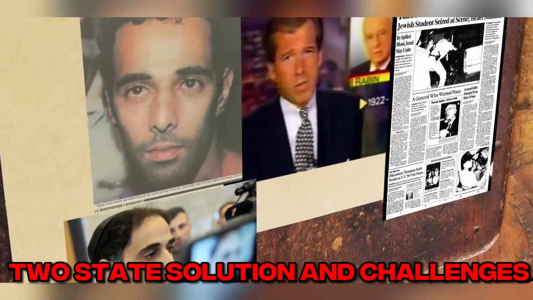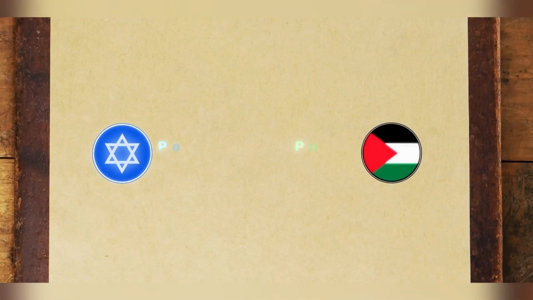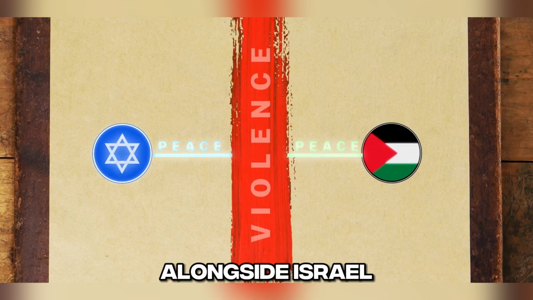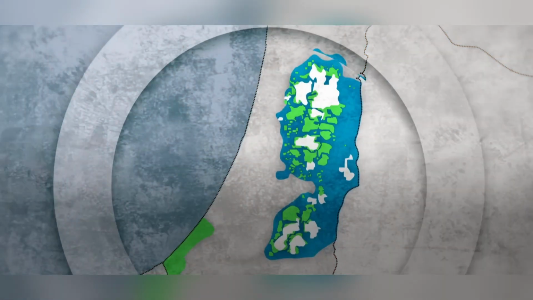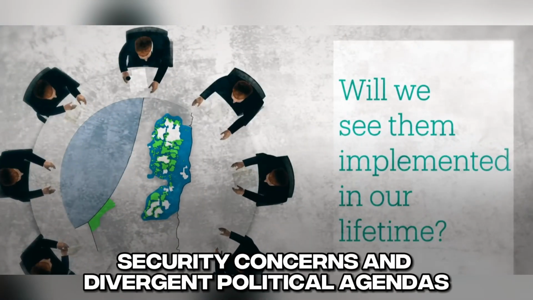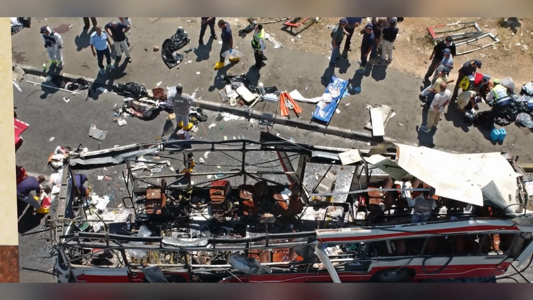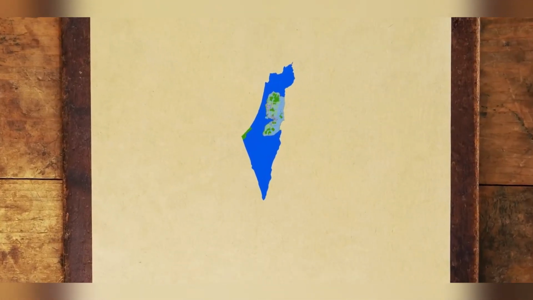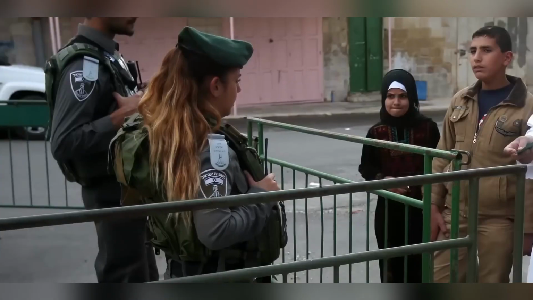Two-state solution and challenges. The concept of a two-state solution, imagining an independent Palestinian state alongside Israel, has been widely promoted as a path to peace. However, the expansion of Israeli settlements, security concerns, and divergent political agendas have hindered the realization of this goal. The status of Jerusalem, claimed as a capital by both Israelis and Palestinians, remains a deeply contentious issue.